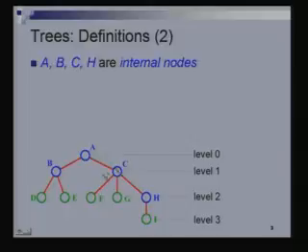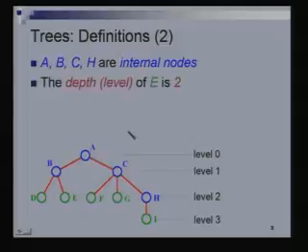More definitions. A, B, C and H are called internal nodes. Right? A node which is not a leaf is called an internal node. Now we associate a notion of level with each node. The root is at level 0. Children of the root are at level 1. The children of those nodes which are at level 1 are at level 2. Right? So D, E, F, G, H are all at level 2. It's not just that H is at level 2, all of these are at level 2 and this is at level 3.